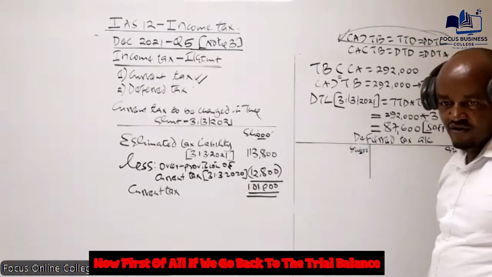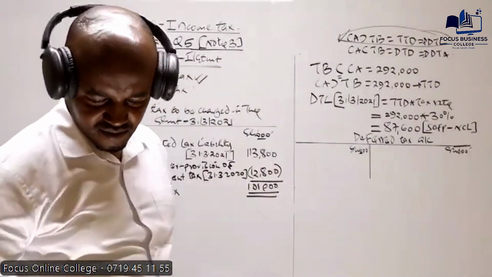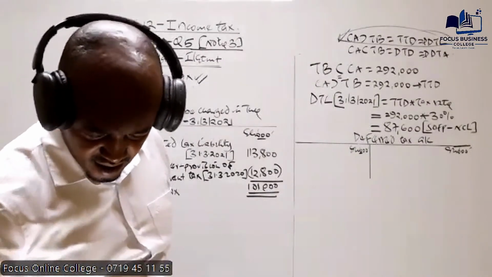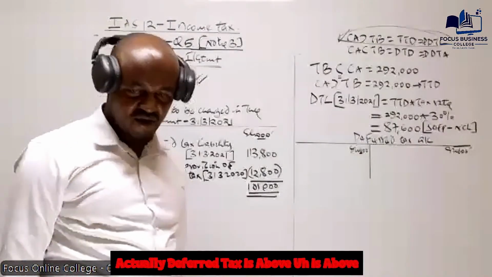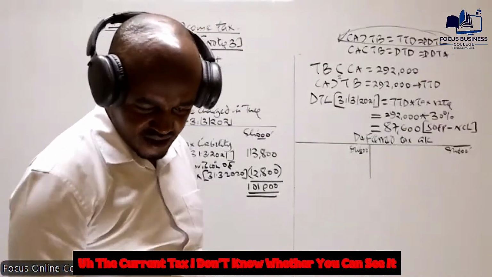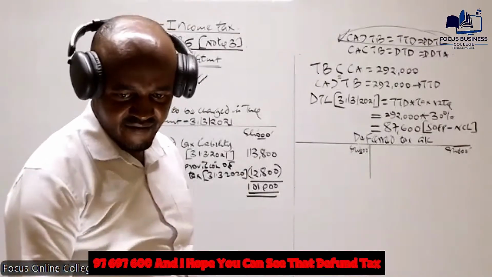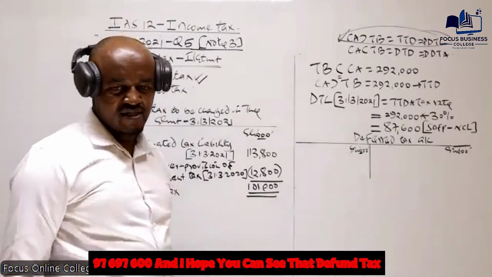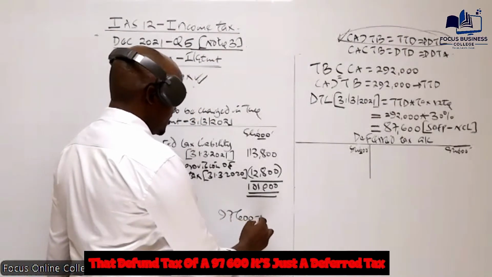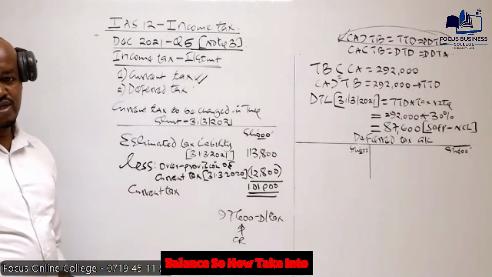Now, first of all, let's go back to the trial balance which you're given. In our trial balance, there is an item called the deferred tax. Actually, deferred tax is above the current tax. I don't know whether you can see it. So we have a deferred tax of how much? 97,600. And I hope you can see that deferred tax. That deferred tax of 97,600 is just referred to as a deferred tax. And in this case, it is on the credit side of the trial balance. So now take into account it is on the credit side.